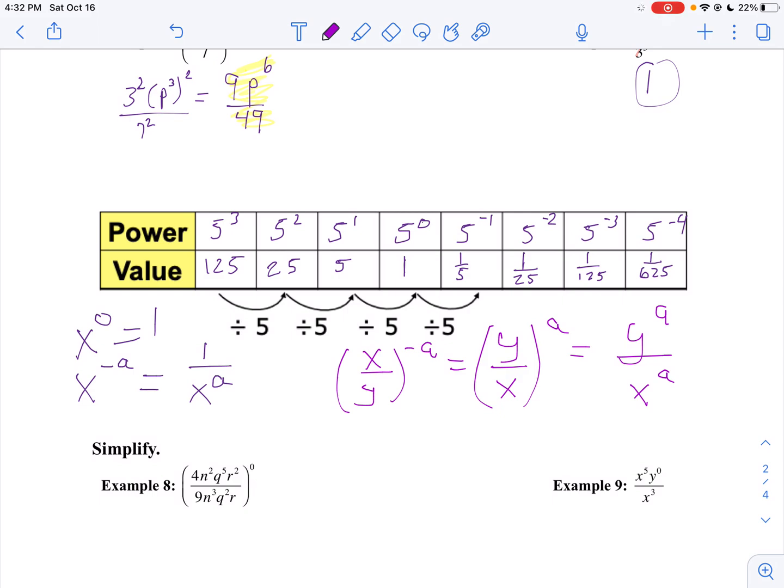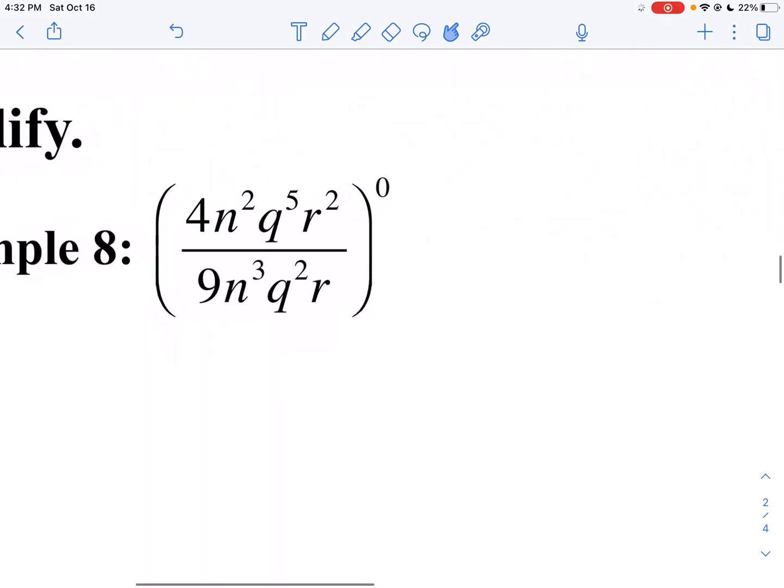So now let's take a look at a couple problems like that and see what we have to do to figure these out. On this first one, I notice my exponent is 0. I just said anything to the 0 power is 1. It's that simple. The answer is 1. Don't have to do anything else. Anytime you have an exponent of 0, your answer is 1. The only exception is you can't take 0 to the 0 power.